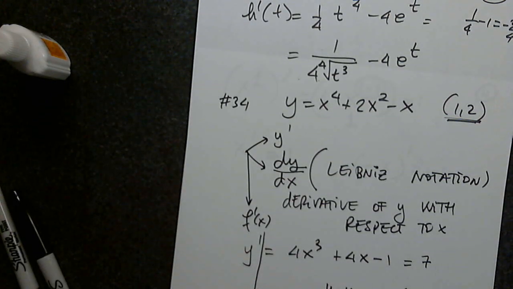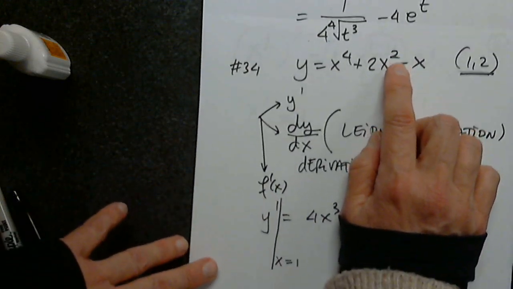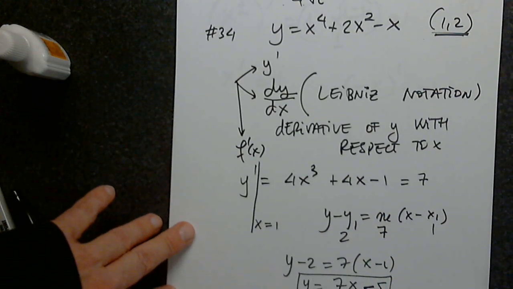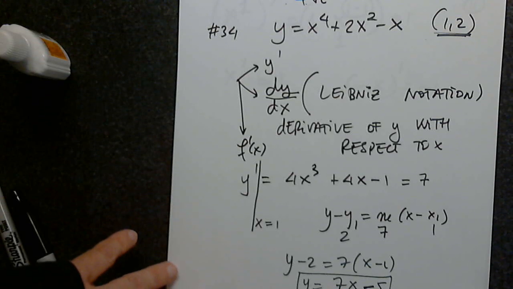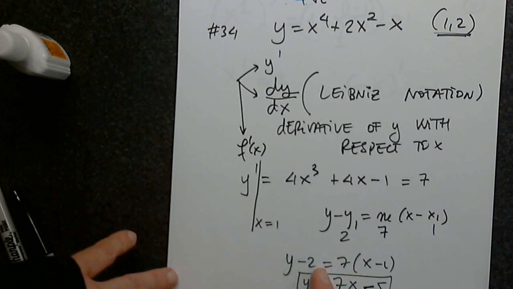You will very, very soon get used to it. So we bring down the 2 and subtract 1 from the power. And when we differentiate negative x, we get negative 1. Is that okay? Everyone? Yes? Is that okay? Better?